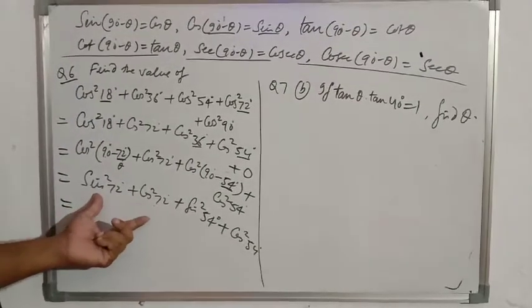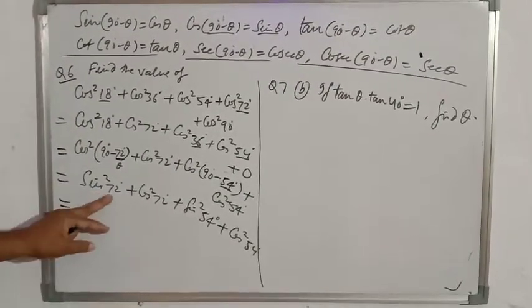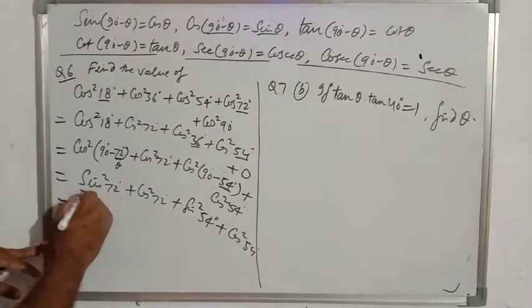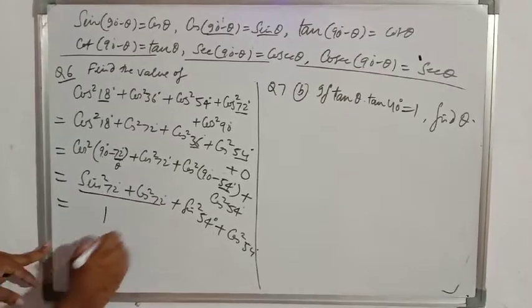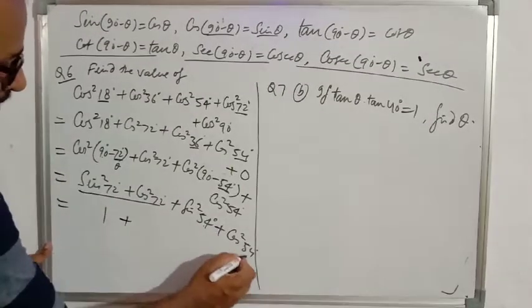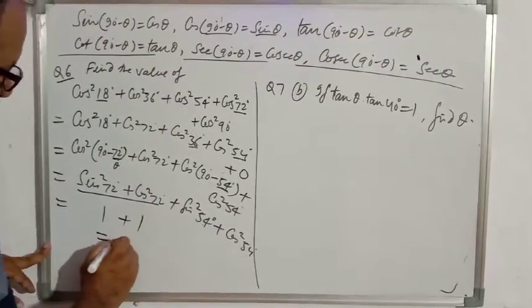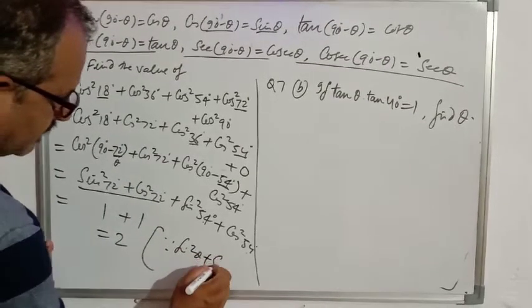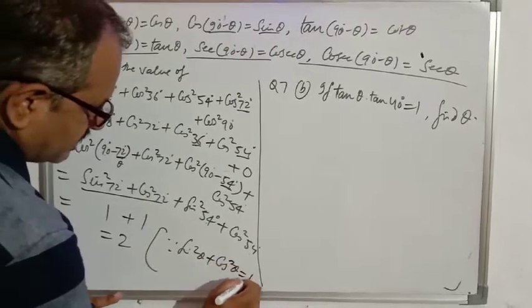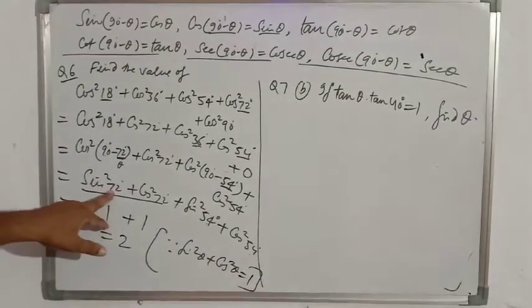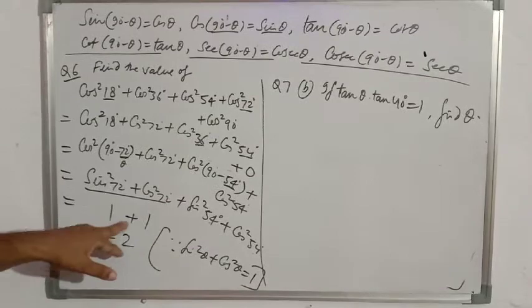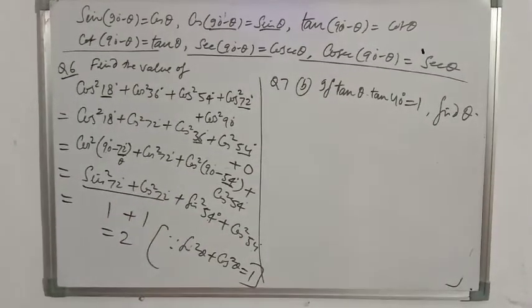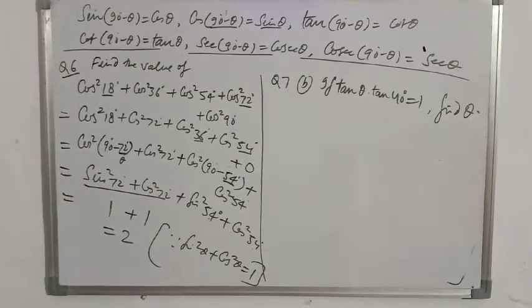And we know the trigonometrical identity: sin square theta plus cos square theta is 1. So sin square 72 plus cos square 72 is 1. Sin square 54 plus cos square 54 is 1. So it will be 2. So it was question number 6.